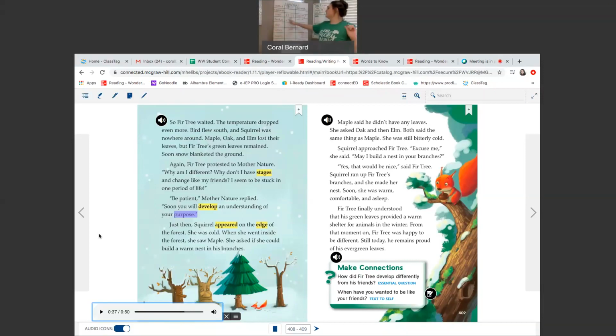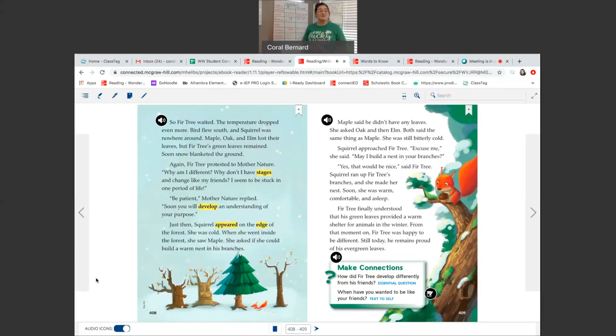So if something develops, it turns into something else. Just then, Squirrel appeared on the edge of the forest. She was cold. When she went inside the forest, she saw Maple. She asked if she could build a warm nest in his branches.